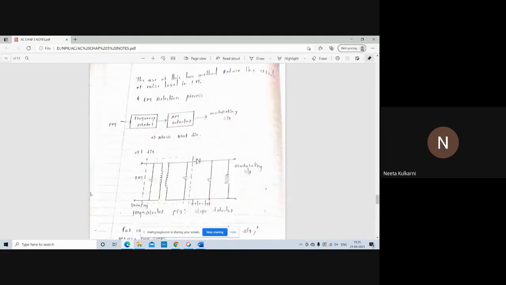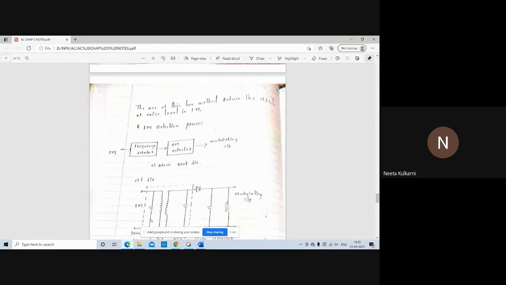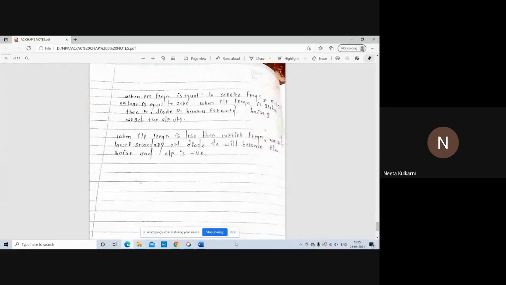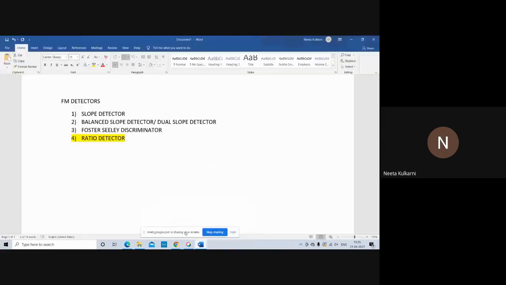Okay. Then we have seen this FM detector, slope detector, balanced slope detector, Foster-Seeley discriminator and ratio detector. So these 4 FM detectors we have seen. So here we are completing chapter number 5. So we will discuss the assignment questions and MCQs for this chapter.